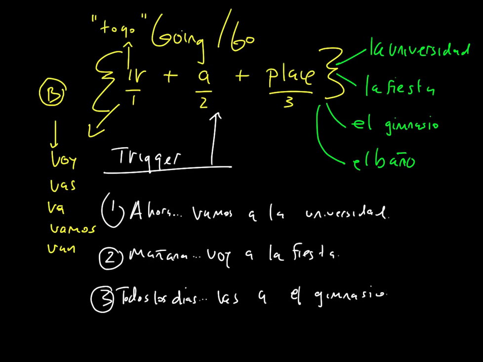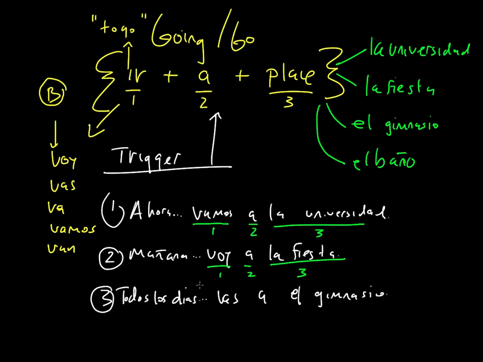Now, let's check these sentences to see if they have all three elements: ir plus a plus place. So, ahora vamos a la universidad. Now we are going to the university. Here is our form of ir, here is our a, and here is our place. Let's look at number 2. Mañana voy a la fiesta. Tomorrow I'm going to the party. Here's our verb ir, here's a, and here's our place.